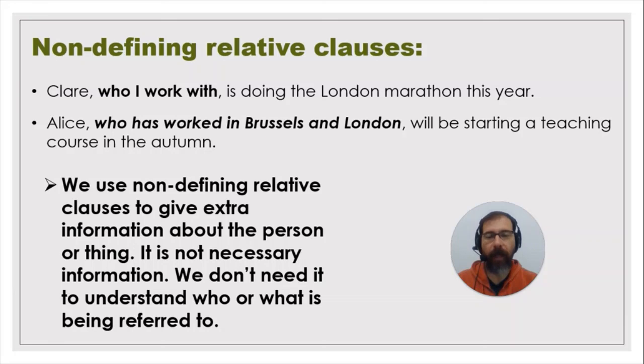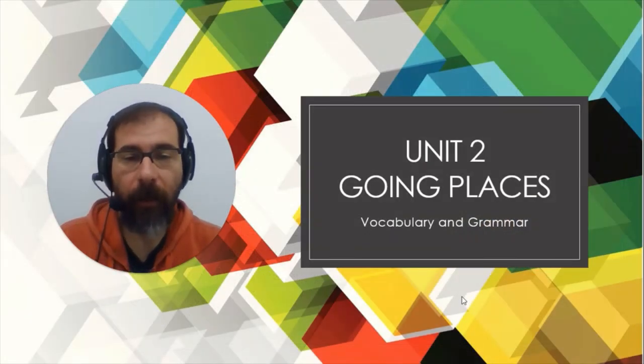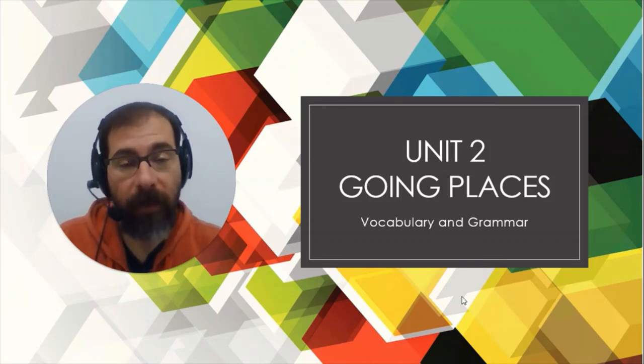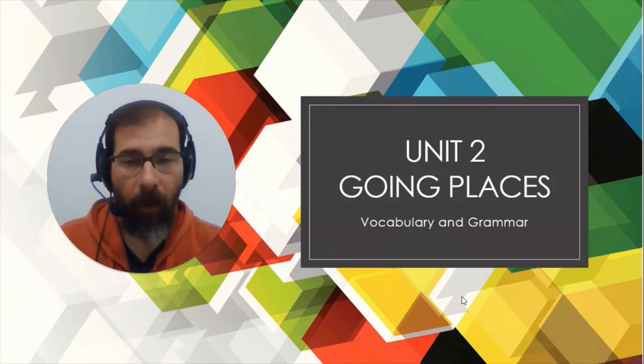We use non-defining relative clauses to give extra information about the person or thing. It is not necessary information. We don't need it to understand who or what is being referred to. Notice that non-defining relative clauses are used between commas. This is what we need to know to start our studies regarding relative clauses. We're going to cover more about this topic as we move along through the unit.